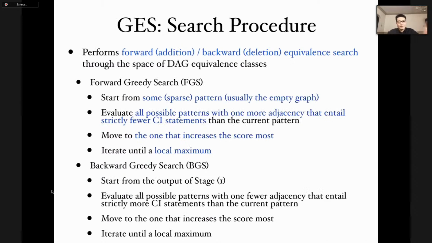So this is very tedious, but basically, just like many greedy search procedures, GES has two steps. The first step is forward search. The second one is backward deletion. So in the forward step, we just keep adding edges until we cannot further improve the score. And then we go backwards. We just want to delete those unnecessary edges.